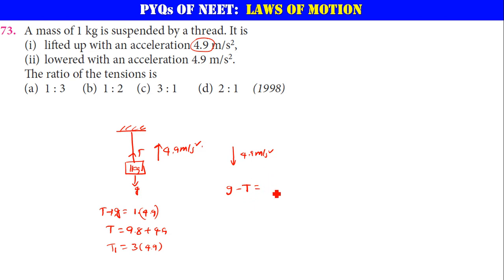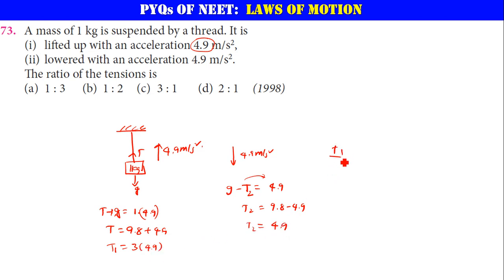What is the mass here? 1. Acceleration 4.9. Now you have tension T2 here. T2, take it to the other side, and g minus 4.9. 9.8 minus 4.9 is going to be 4.9. You understand why I have taken it as 3 into 4.9 now?